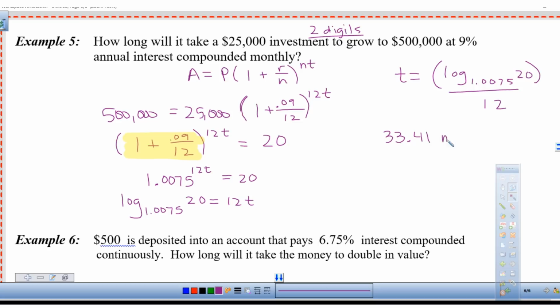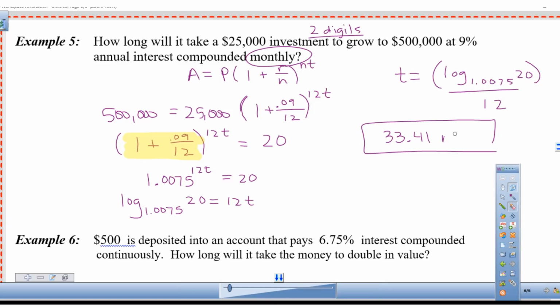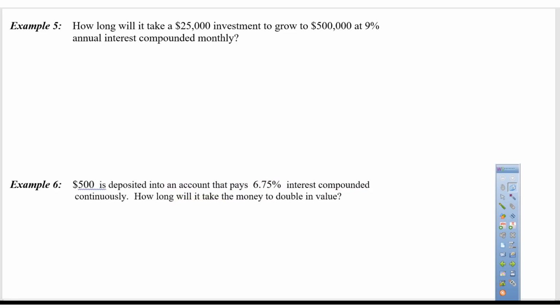Look what people do. They go 33.41 months. They write months because it's compounded monthly. It is not months. It's always what? Can you tell me? It's always years. Why is it years? I can answer the question so easily. Look at this. That percentage is called an APR. What does that stand for? APR. Annual percentage rate. So that's years. Okay? So that's why. Okay, question 6.